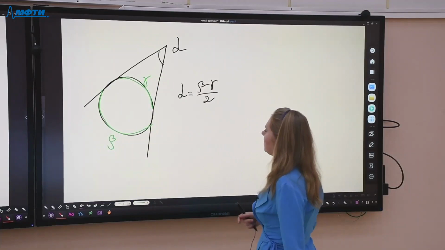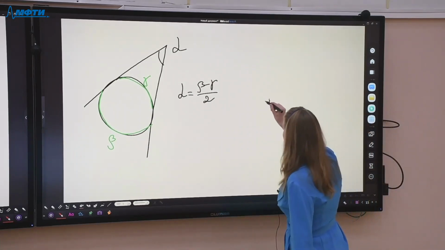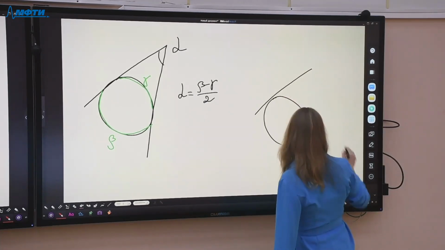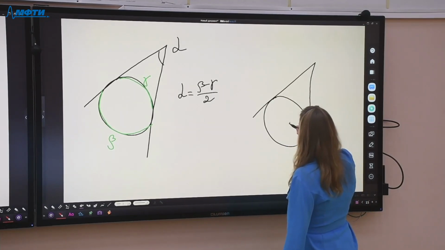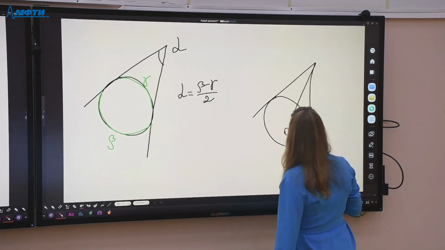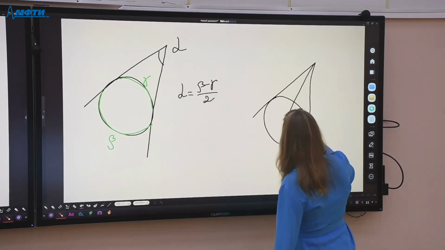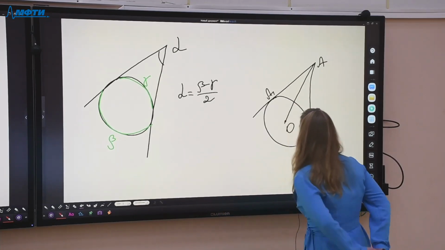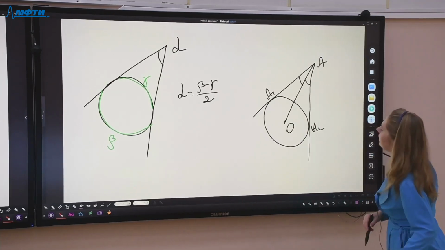By the way, if we consider this situation when we have two tangent lines and they intersect at a point outside the circle, and if we take this point and join it with the center of the circle, let it be A1, A2, A, and O, for example, it occurs that OA is a bisector of angle A1AA2. So these two angles will be equal.